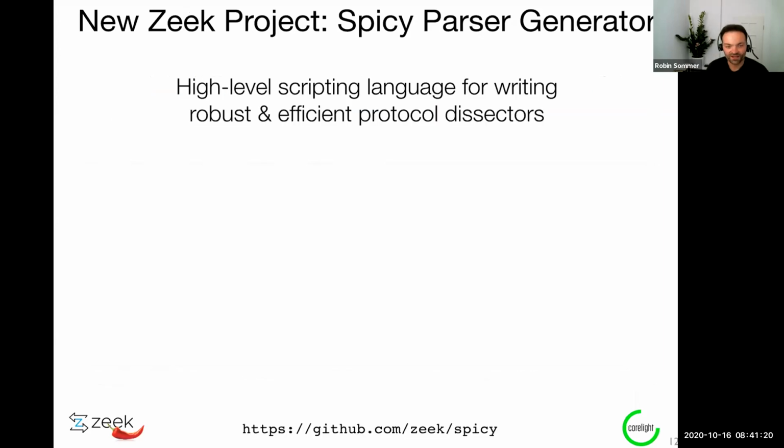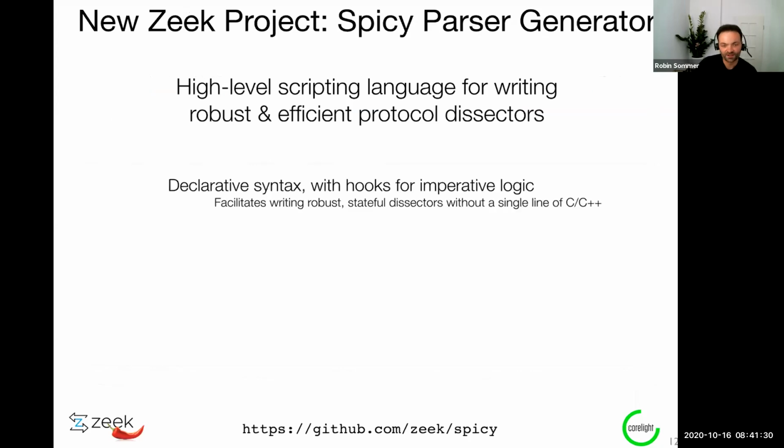And that is, I call it Spicy, and it's the Spicy Parser generator. The high-level point is that it's essentially a high-level scripting language for writing robust and efficient protocol dissectors. And that is meant in the sense of it's a closed system. So it uses this declarative syntax that we saw from yacc and we saw in binpac.